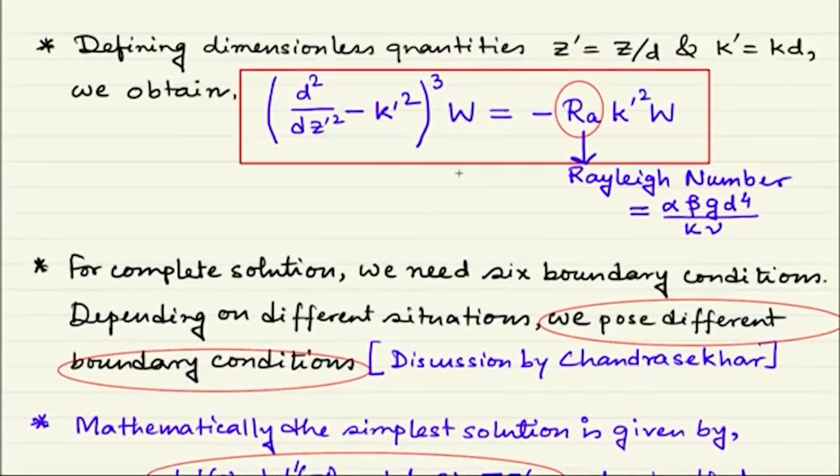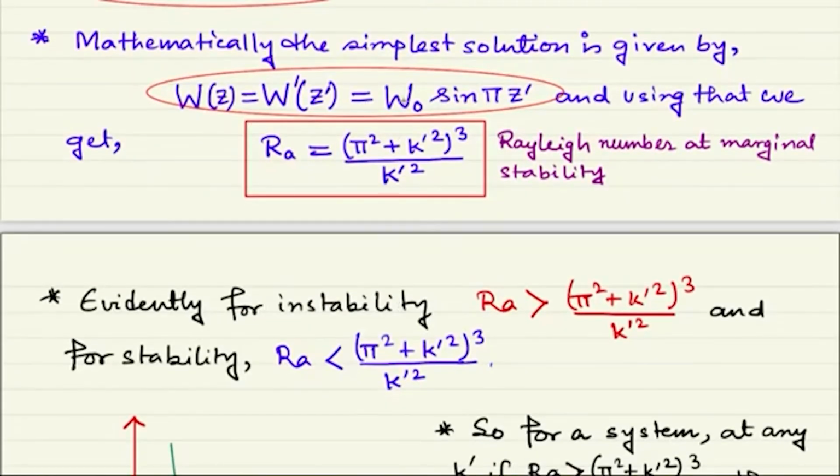Just for your information, this solution does not correspond physically to most cases, either in household cases or in the astrophysical context. In both cases, this equation is nothing but an idealization and can be used for academic purposes, but the philosophy which we will extract will be roughly the same. Here, for this type of equation, I have a Rayleigh number given by pi square plus k prime square, whole to the cube, by k prime square. So this is a function of k prime only.